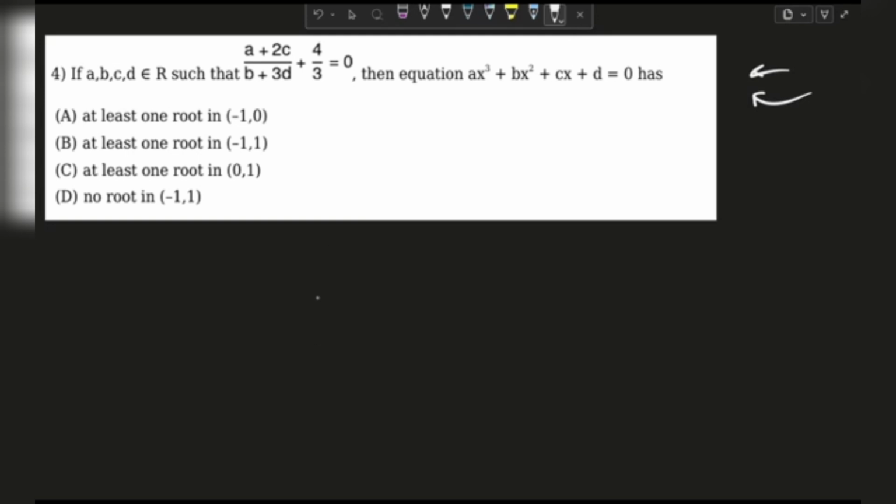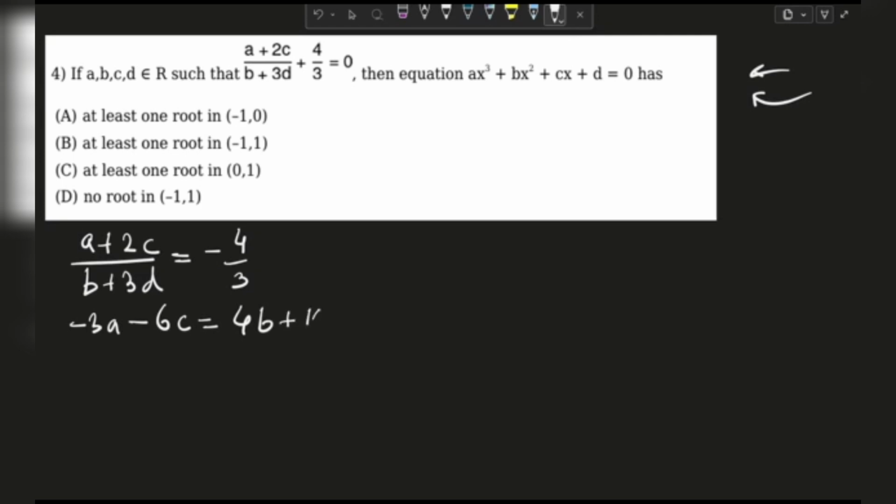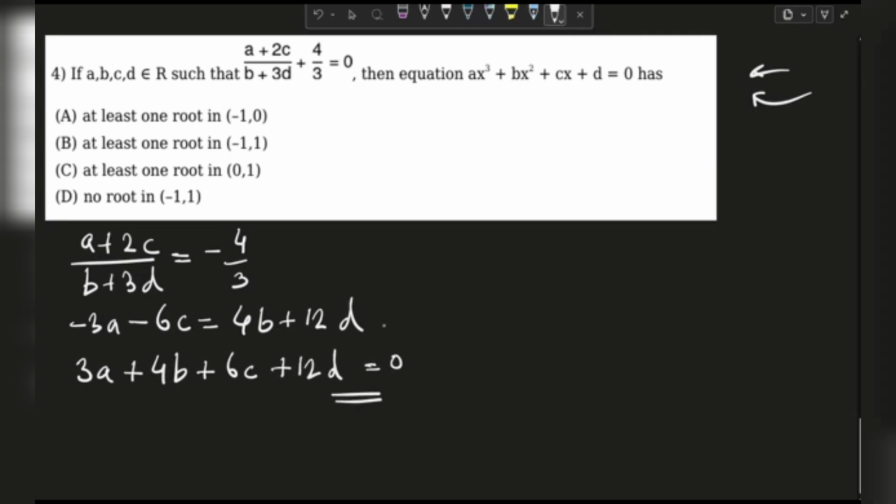Okay, I am doing the question now. So basically we have something of this sort, a plus 2c by b plus 3d, and I'm taking this plus 4 by 3 to the right hand side. So this is your minus 4 by 3. So basically minus 3a minus 6c is your 4b plus 12d. Now if we take these two terms to the right hand side again and take this complete thing with the positive sign, this is your 3a plus 4b plus 6c plus 12d equals, I guess, 0. This is what we have.